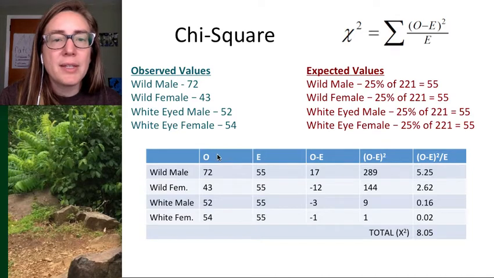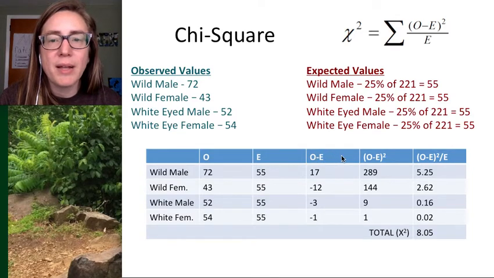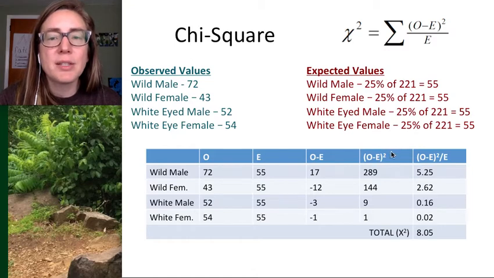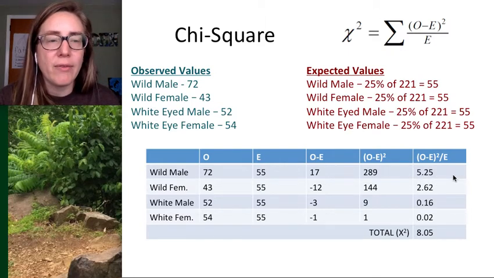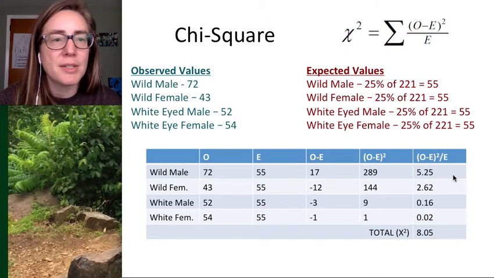I just have up at the top observed minus expected, squared, and the observed minus expected squared divided by E. So I just take 72 minus 55, I get 17. 17 squared is 289. 289 divided by E, which is 55, and I get 5.25. I just round to the nearest hundredth place.